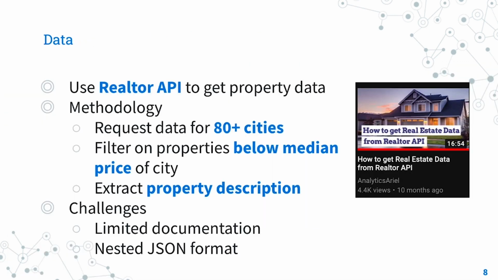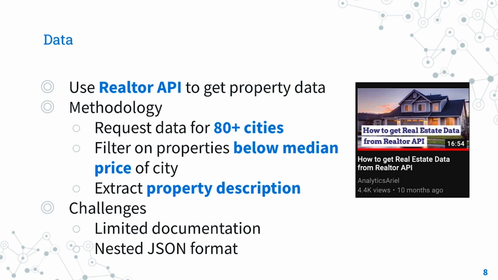So the process that I took back in 2020 to obtain this information was using the Realtor API to get property data. If you're looking to also get listing information, then please see the links below so that you can watch the series that I have on getting data using the Zillow Scrapeak API. The methodology that I had was trying to extract data for 80 plus cities.